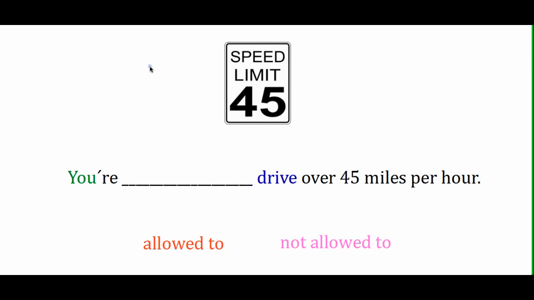So let's do some practice. Here we have an image that says speed limit 45. And our sentence says you're blank drive over 45 miles per hour. Okay, so if the limit is 45, going over 45 miles per hour is a prohibition. So the correct response isn't allowed to, it's you're not allowed to. It's prohibited. You're not allowed to drive over 45 miles per hour.